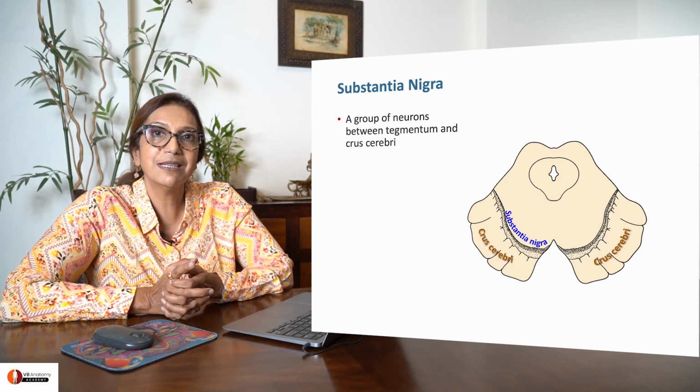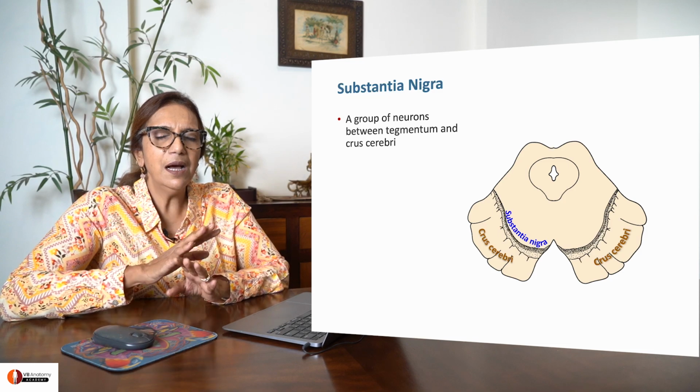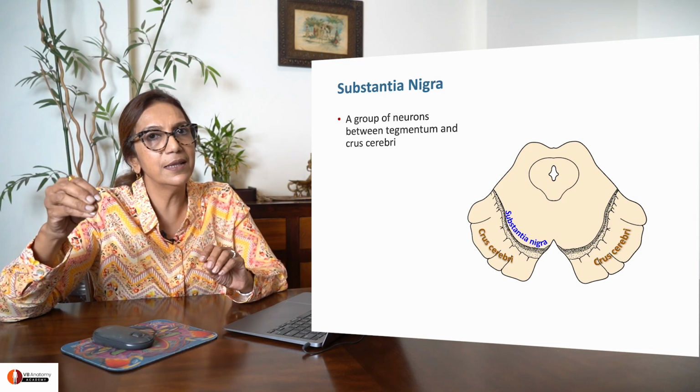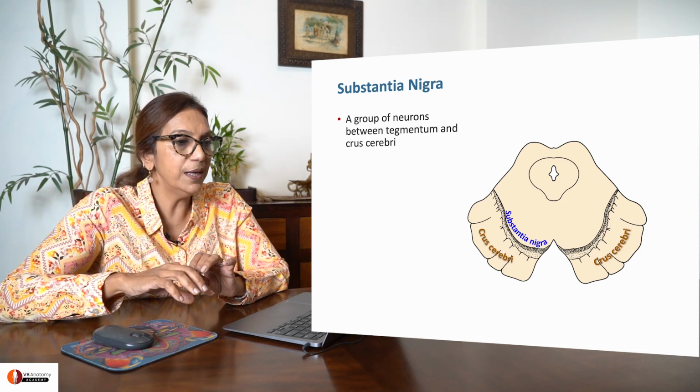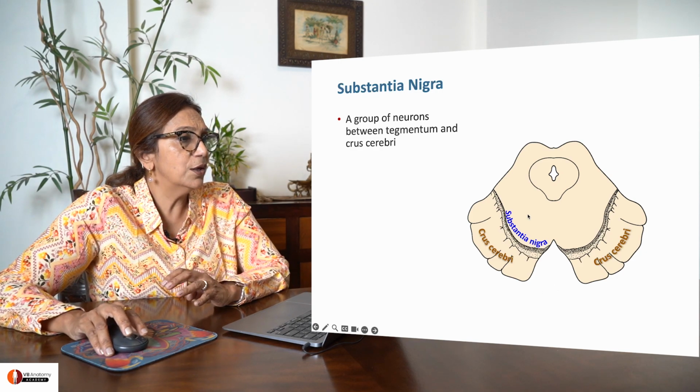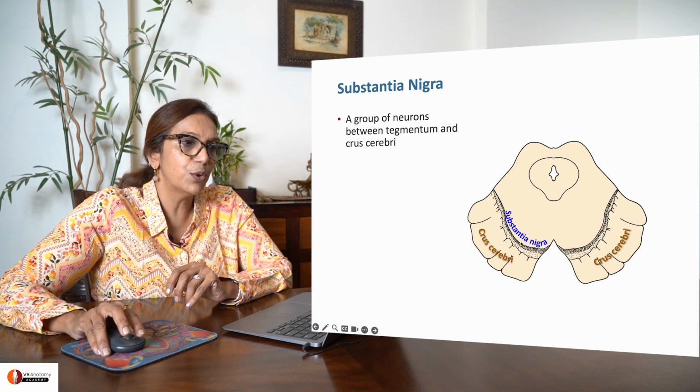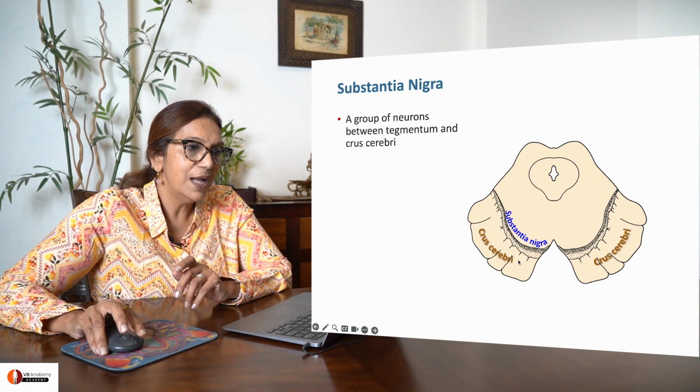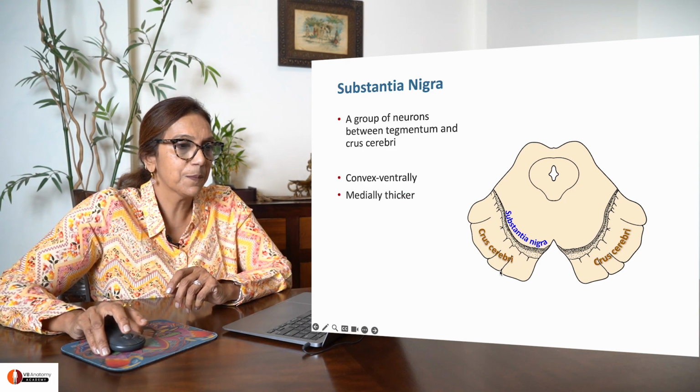Let's now talk about the substantia nigra. Nigra, dark looking area in the midbrain. Okay, it looks dark in color and is called substantia nigra. These are a group of neurons between the tegmentum here and the crus cerebri here.